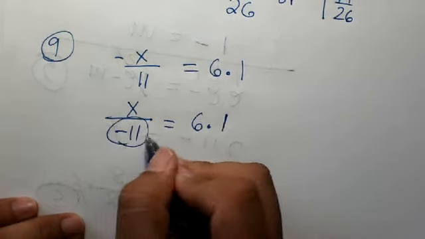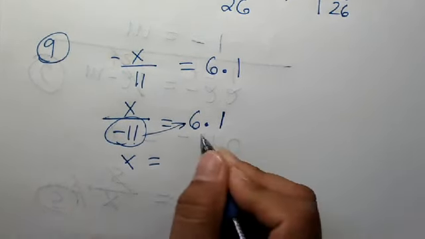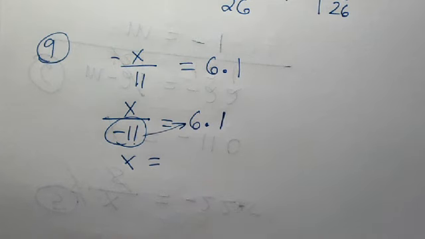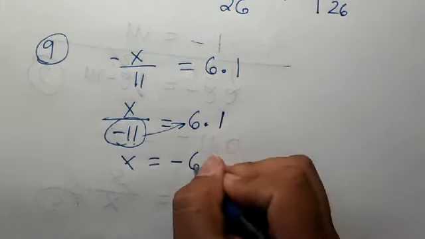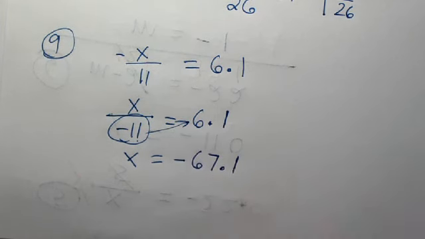So, cross multiply it. You have x equals negative 11 times 6.1. What's negative 11 times 6.1? 67.1. Perfect. Negative 67.1. All you're doing is multiplying. Negative 67.1.